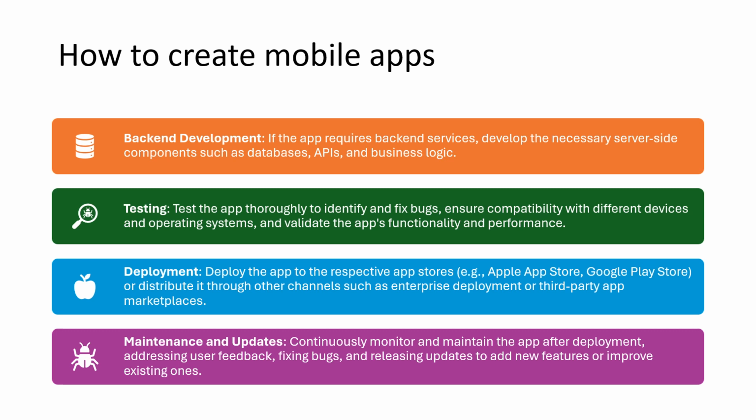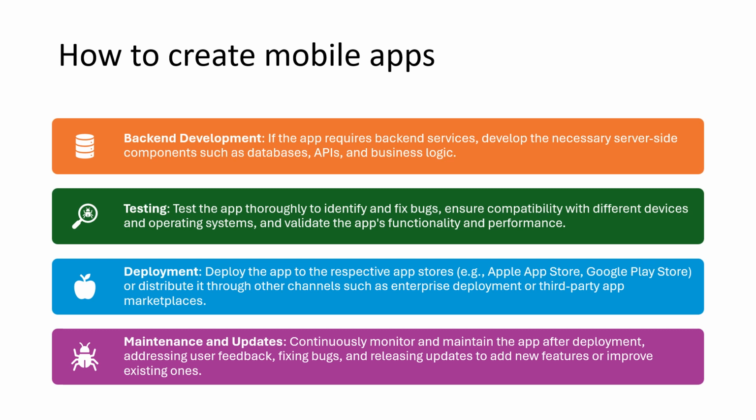Deployment. Deploy the app to the respective app stores, like the Apple App Store or Google Play Store, or distribute it through other channels such as enterprise deployment or third party. There are certain ways where you can install the app in the Google Play Console, we say, and then it appears in the Play Store, or Apple will have a similar structure where you install it and then it appears in the Apple store. Or you might have enterprise deployment, that is, you'll have a server where the apps are, and remotely you can basically get it installed. So these are different deployment methodologies.